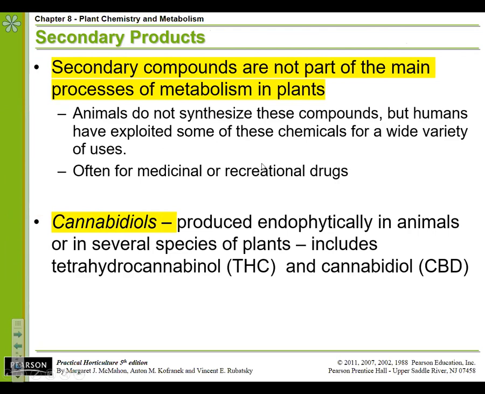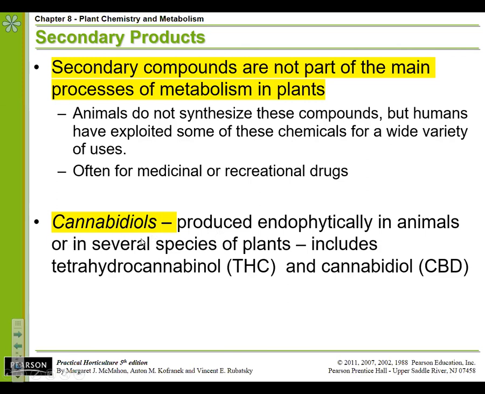We also have secondary products, these different compounds that are not part of the main processes of metabolism in plants. Animals are not actually synthesizing these compounds. We're obtaining them from plants. And humans have actually exploited some of these chemicals in a wide variety of uses, often for medicine or in some cases even for recreational drugs.